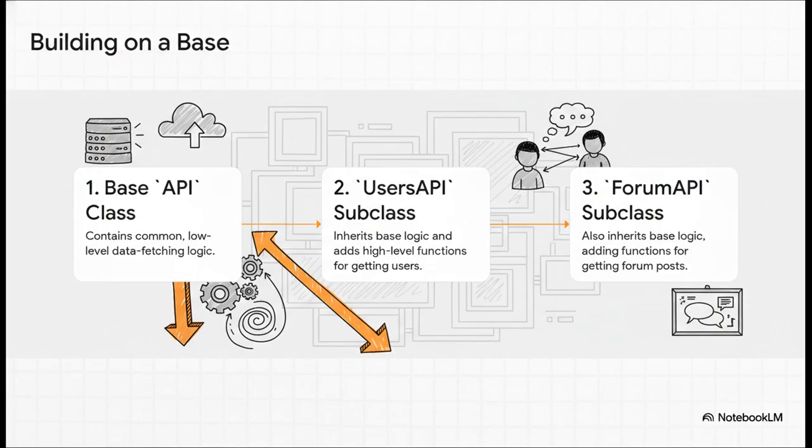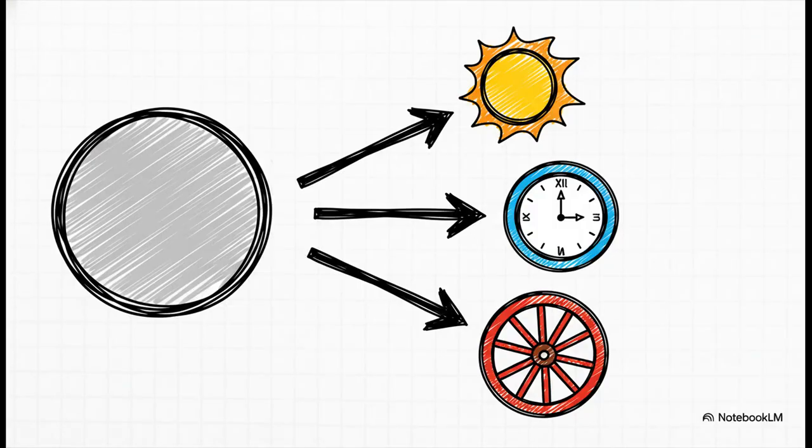Let's break it down. Imagine you write a base API class that knows how to do all the boring, common stuff for making requests to a server. Now, instead of rewriting that code everywhere, you can just create a users API class and a forum API class that both inherit from that base. They get all that common logic for free. All they have to do is add their own specific functions, like getting users or getting forum posts. It's incredibly efficient.